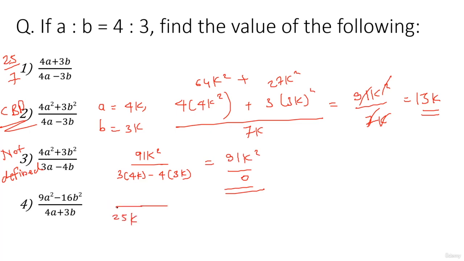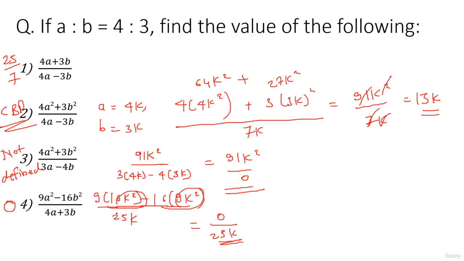And here the numerator is 9a square. 9 into a square. A is 4k, so a square is 16k square. Minus 16 into b square. B is 3k, so b square is 9k square. So 16 into 9 is 144k square. 144k square minus 144k square. The answer is 0 upon 25k. 0 upon any real number except 0 is 0.